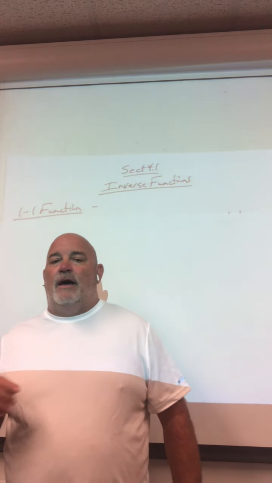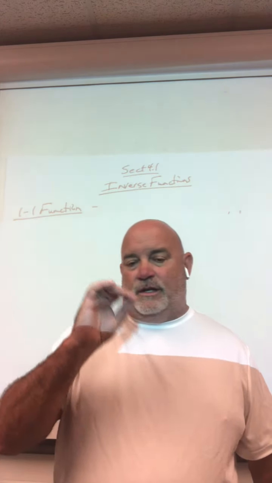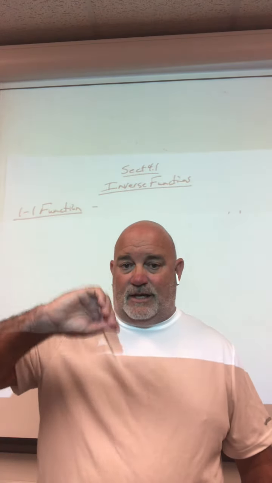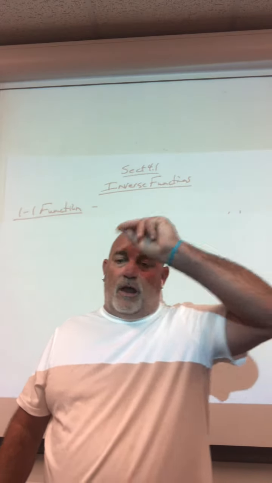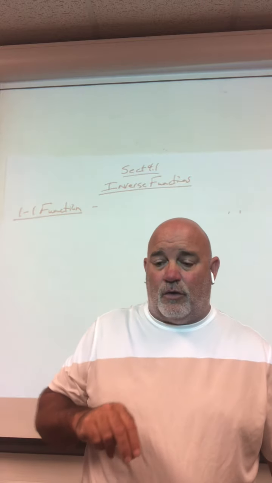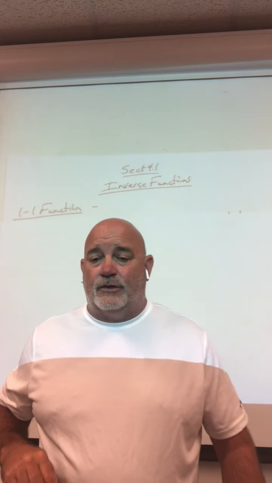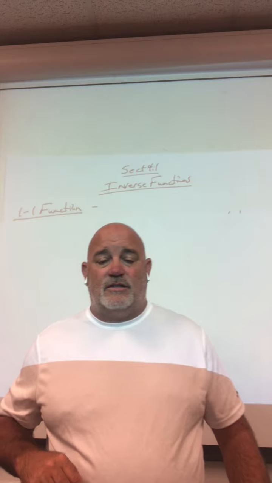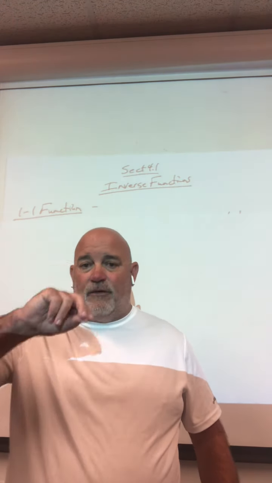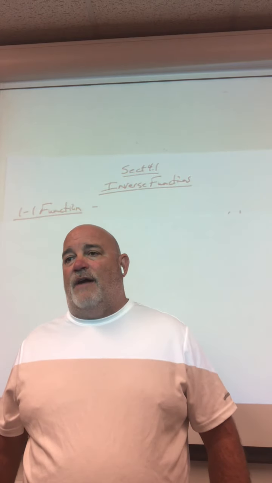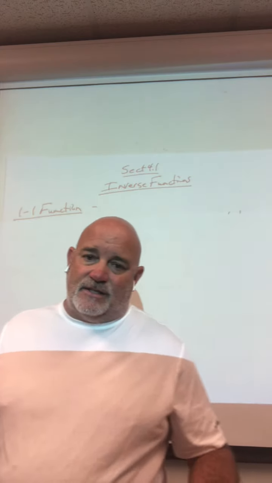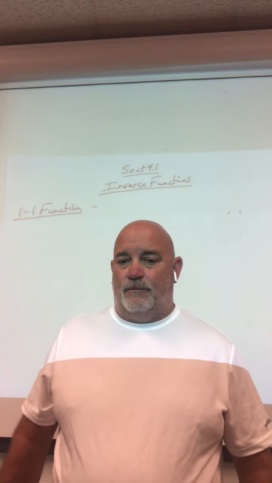If you're talking about a graph, what did a graph have to do in order to be a function? It had to pass the vertical line test. Remember, you draw as many vertical lines as you want to, and if you can find one vertical line that you can draw that intersects that graph more than once, then that graph is not a function. But if every vertical line you draw intersects the graph a maximum of one time, at most once, then it passes the vertical line test and it's a function.